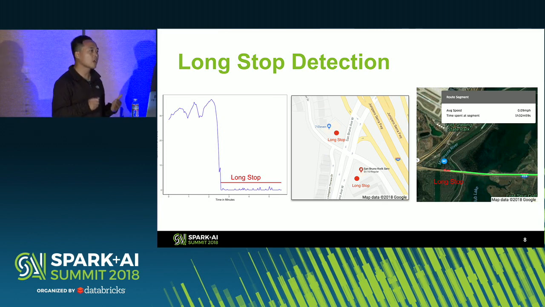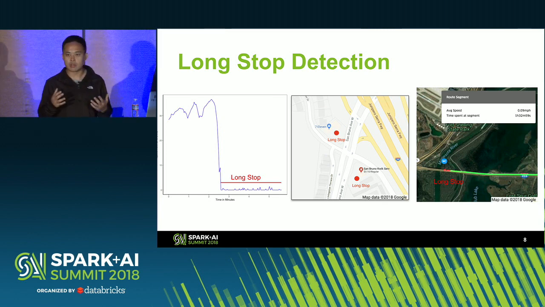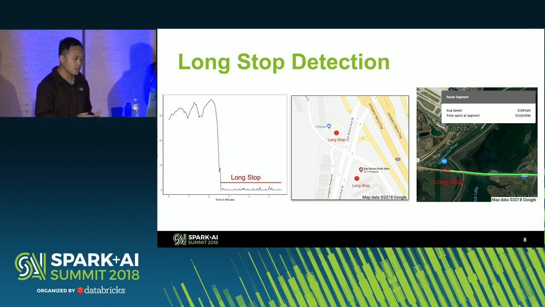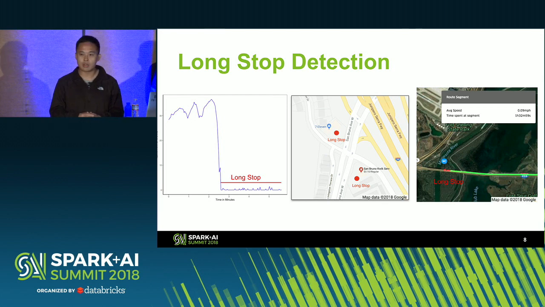However, it is not uncommon for normal trips to have long stops. So how do we distinguish them? One way to do that is to leverage maps data, for example, places of interest or road geometry, around the long stop to provide more context of the nature of the stop.